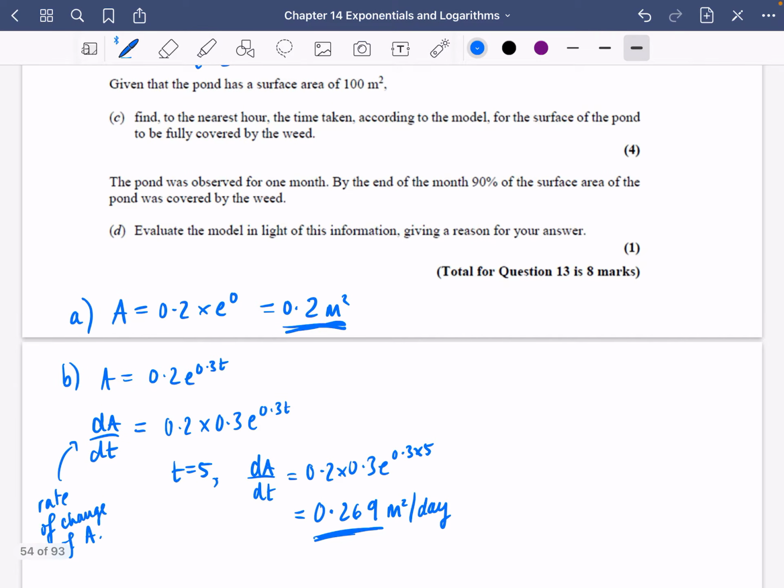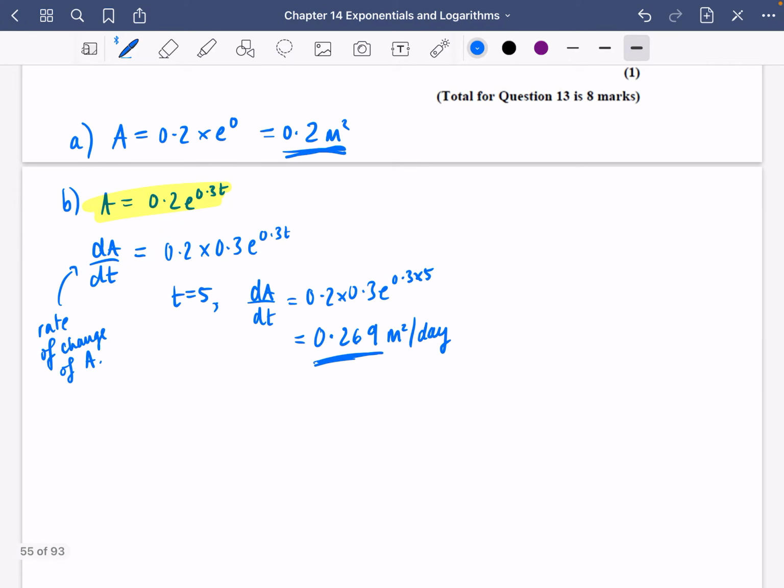Then it says, given that the pond has a surface area of 100 meters squared, find to the nearest hour the time taken according to the model for the surface area of the pond to be fully covered by the weed. So the surface area is 100, and we want to find out what the time is. Well, what's the thing that connects together the area and the time? Well, it's the formula. So we're now going to do the bit that's new that they don't mention in the textbook, which is modelling using the equations. So I'm going to say that the area is 100, and we know that the formula is this. And we're going to use this to find t.